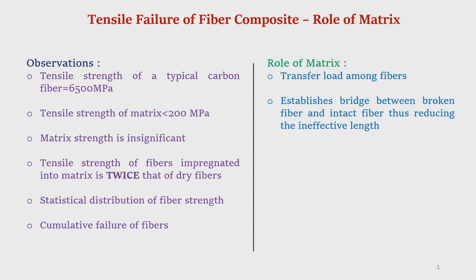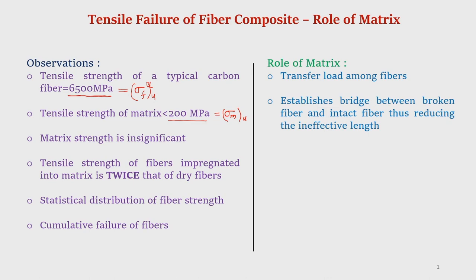Okay. So, it is observed that when we determine the longitudinal tensile strength of a lamina, the tensile strength of the fiber is far higher, of the order of around 6500 megapascal, compared to that of the matrix. The tensile strength of the matrix is somewhere of the order of 200 megapascal. So, you can clearly see that the matrix strength is insignificant in determination of the strength of the lamina, even if we consider say 50% volume fraction of fibers.